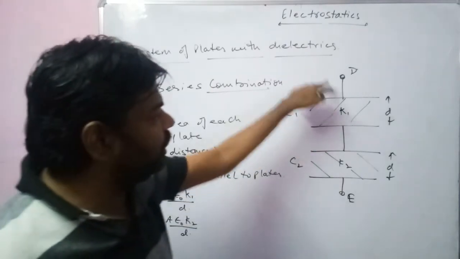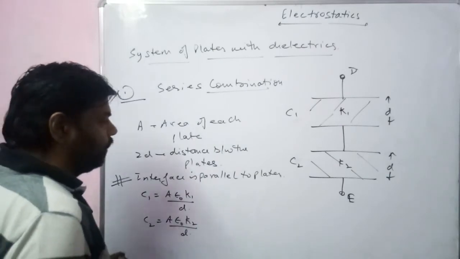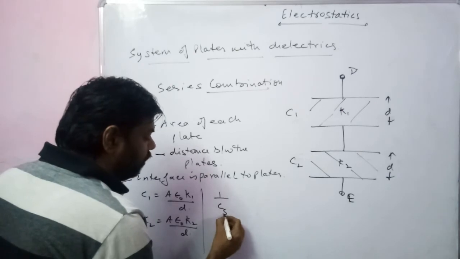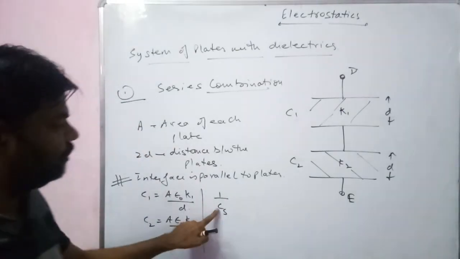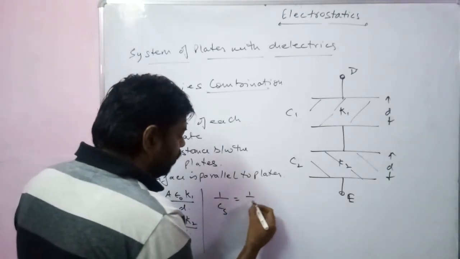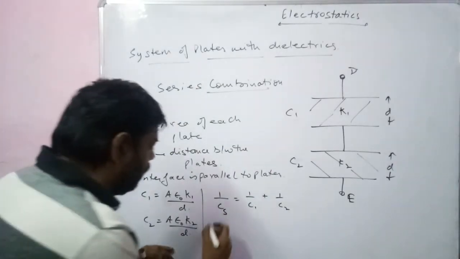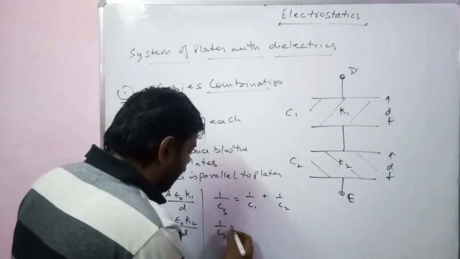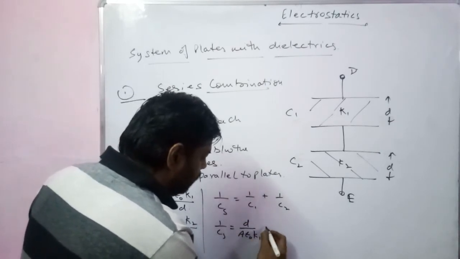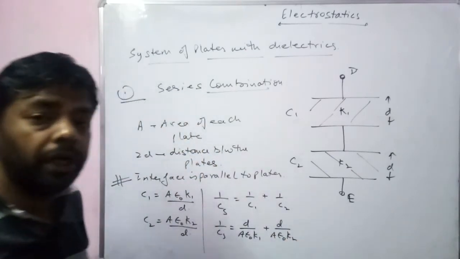Okay? Now as these two capacitors are connected in series with each other, we have to solve for their equivalent. Let us suppose, say, that CS is the equivalent of these two capacitors. It is 1 upon C1 plus 1 upon C2. Fine. So 1 upon CS is written as d divided by A epsilon naught K1 plus d divided by A epsilon naught K2. Got it?